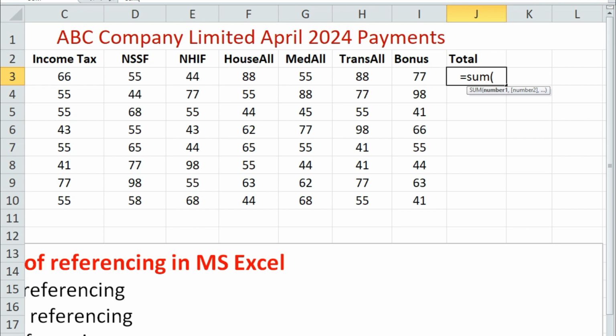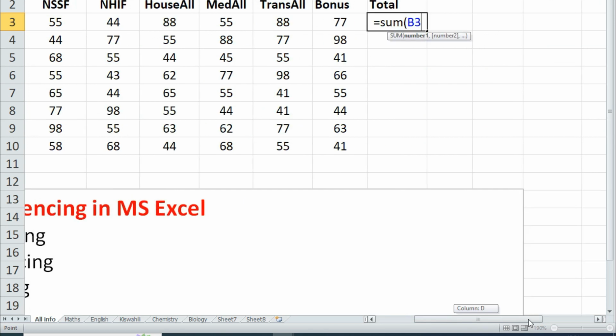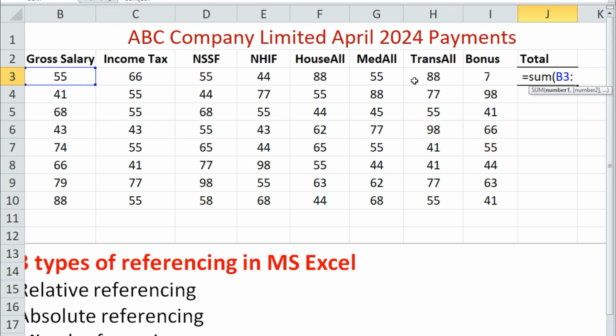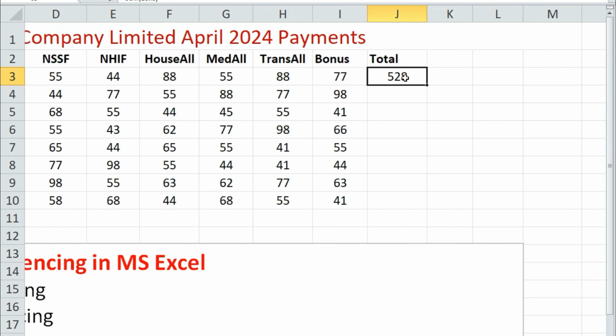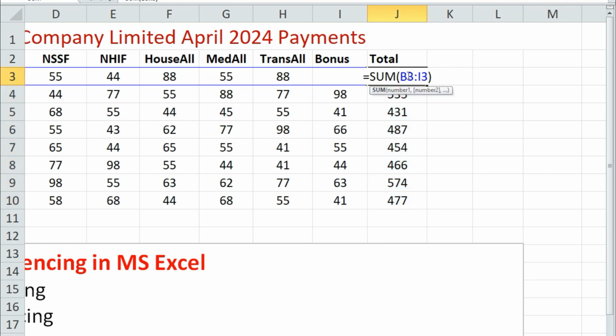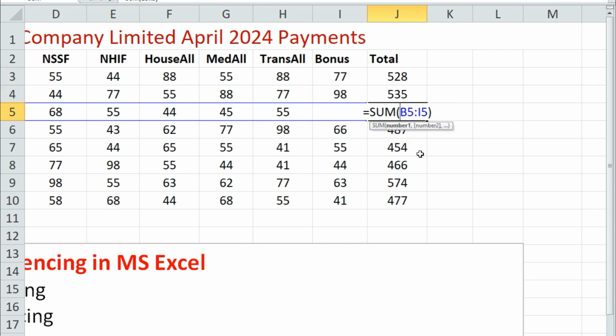I'm adding from gross salary here. I will say B3, and then colon, and then I'm gonna click on the last one here, I3. Yes, I'm adding all those figures. But if I click here and do the autofill, you see this one is B3 to I3, but if we go to the next row, it's B4 to I4, which means the rows are changing.